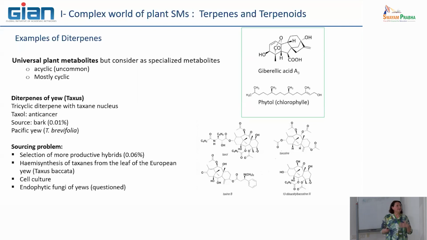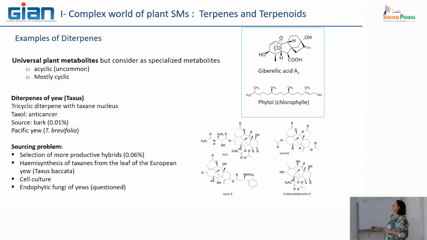Another way is a biotechnological way, cell culture, endophytic fungal culture, for example. And now, what I would like to explain to you at the end of this lecture is the way to produce them in yeast. So there are now several new ways to produce these complex molecules or their precursors in yeast, in order to have enough material.